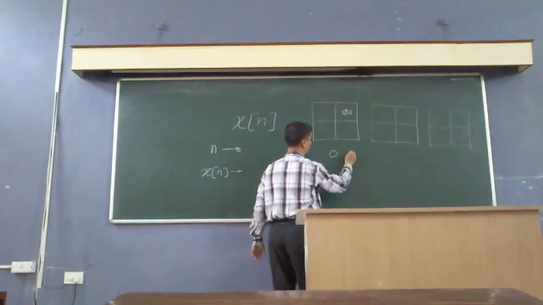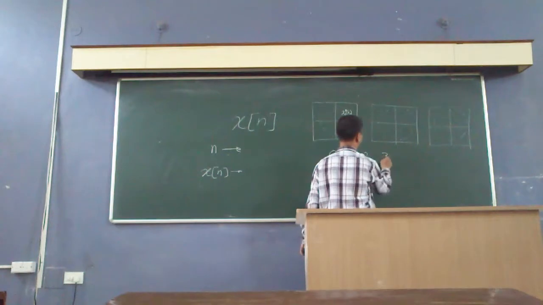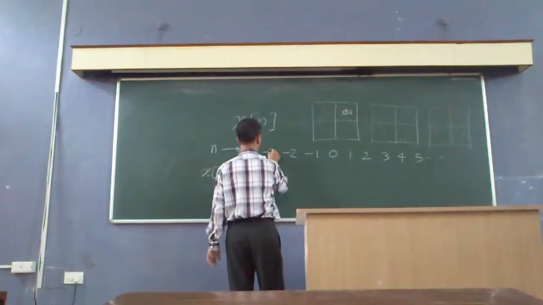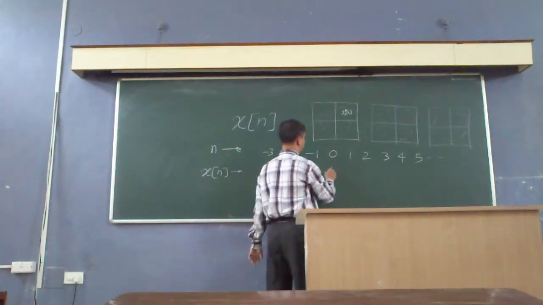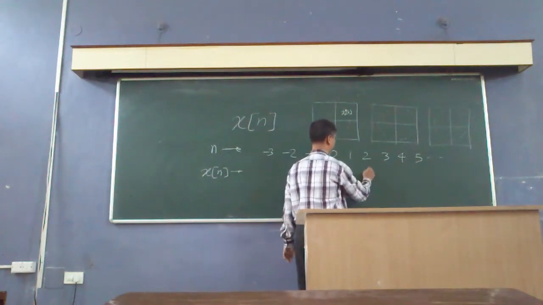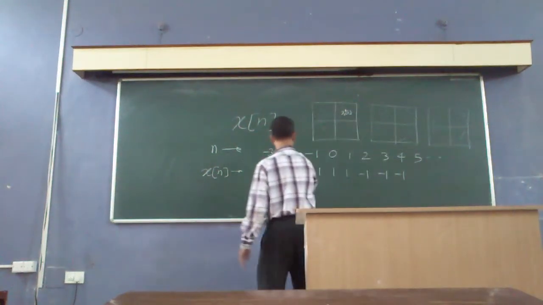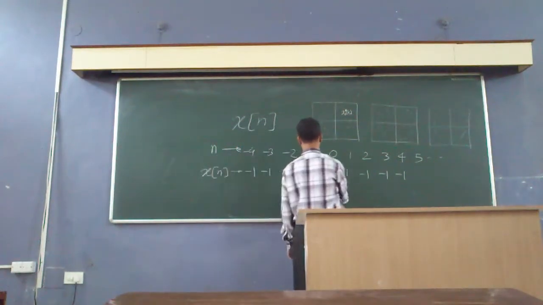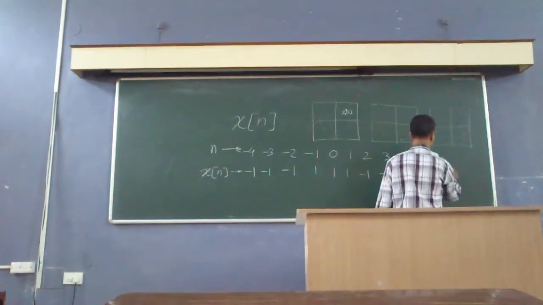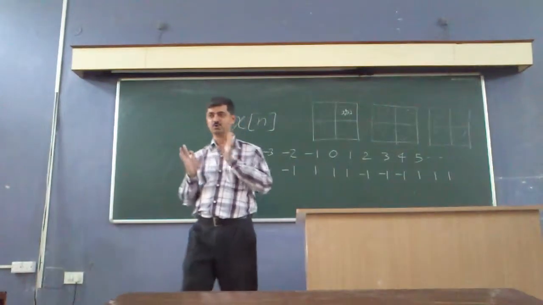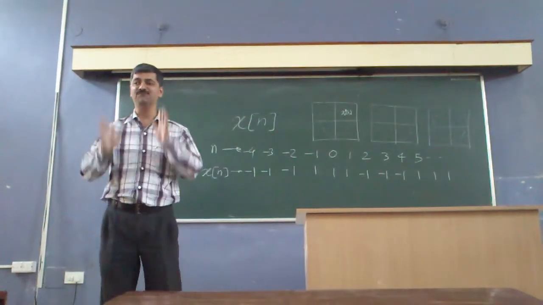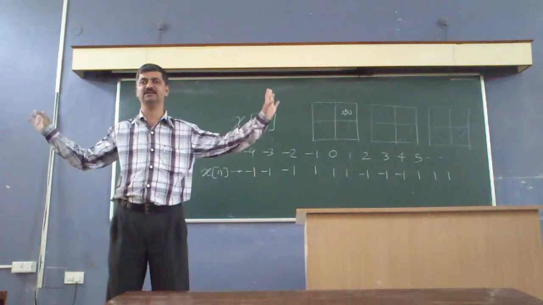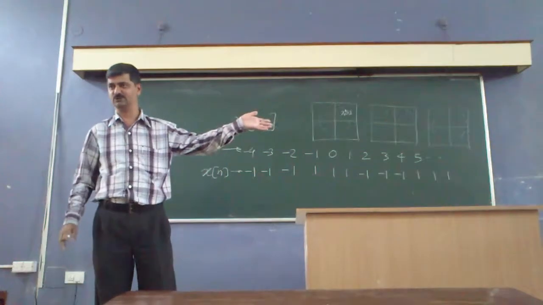n equal to 0, 1, 2, 3, 4, 5 onwards, minus 1, minus 2 onwards. So it will be 1, 1, 1, minus 1, minus 1, minus 1, minus 1, minus 1, minus 1, 1, 1, 1. Are you getting me now? So xn is a sequence which has got infinite points, right from minus infinity to infinity. No question of one side limit also.